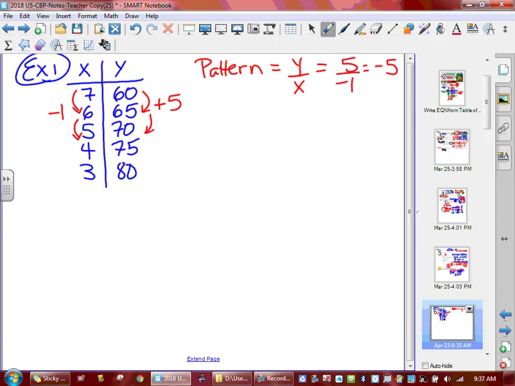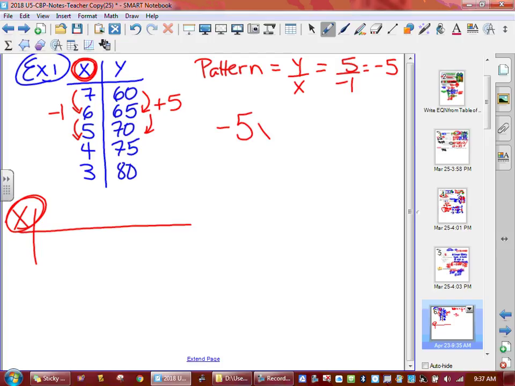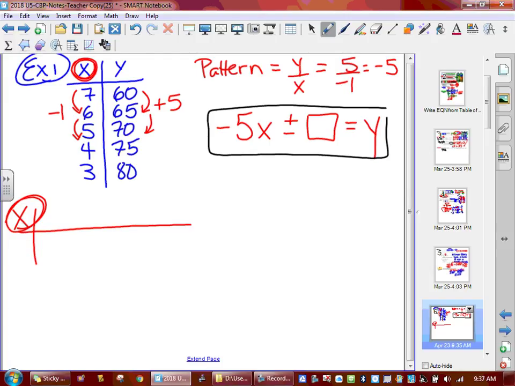So now I know my pattern number. The pattern number always sits in front of the variable on the left in the column. Okay? It's always in front of the x variable. If you had a table of values going this way, left and right, it would sit in front of the x on top, the top row. Okay? So far we've got negative 5 times my x plus or subtract a number equals our y. So this is our generic statement that we say the minute we find our pattern.